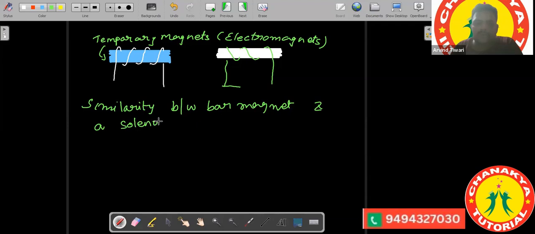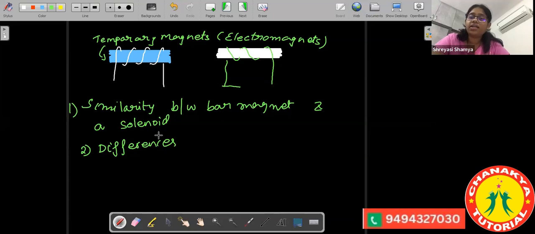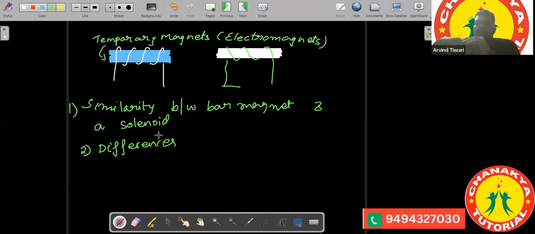So, similarity between a bar magnet and a solenoid, or you can also be given differences between them. So what are the differences between them? Sir, the bar magnet can permanently have the magnetic field lines, but the solenoid can only have magnetic field lines when there's a current, and it depends on how much current we give. Yeah, a solenoid can have magnetism only as long as there is current. Okay. Any other difference?